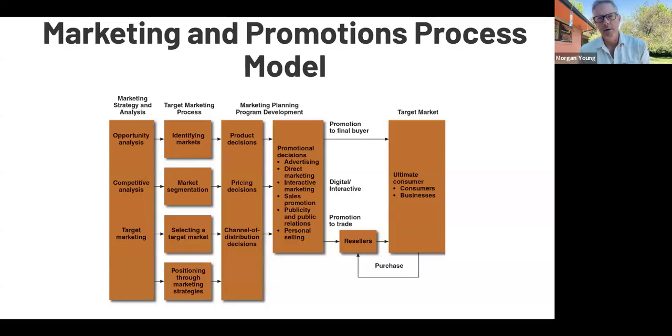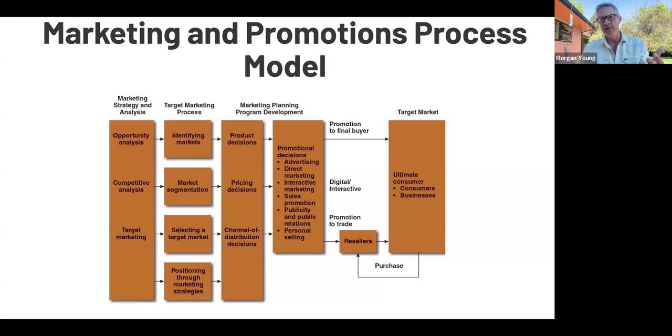So what we're really looking at here with the marketing and promotions model is the marketing strategy and analysis part. We're going to be doing the opportunity analysis and the competitive analysis today. We're going to look at, not today, but in general, our target market, and then we go through the target marketing process, which is identifying markets and market segmentation, breaking it down, because we can't market to everybody. So we try to market to just those who are most likely to be our customers. And that changes constantly as we go through the marketing funnel from awareness to consideration to act. We're constantly changing this target market.